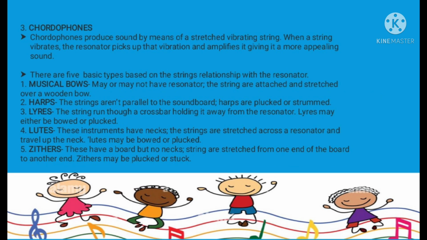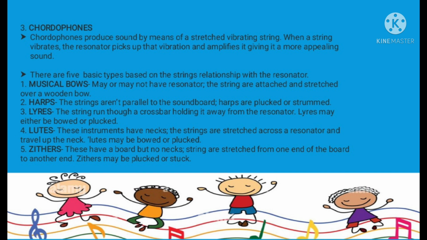Number 3. Chordophones. Chordophones produce sound by means of stretched vibrating strings. When a string vibrates, the resonator picks up the vibration and amplifies it, giving it a more amplified sound. There are 5 basic types based on the string's relationship with the resonator. Number 1. Musical bows. May or may not have a resonator. The strings are attached and stretched over a wooden bow.